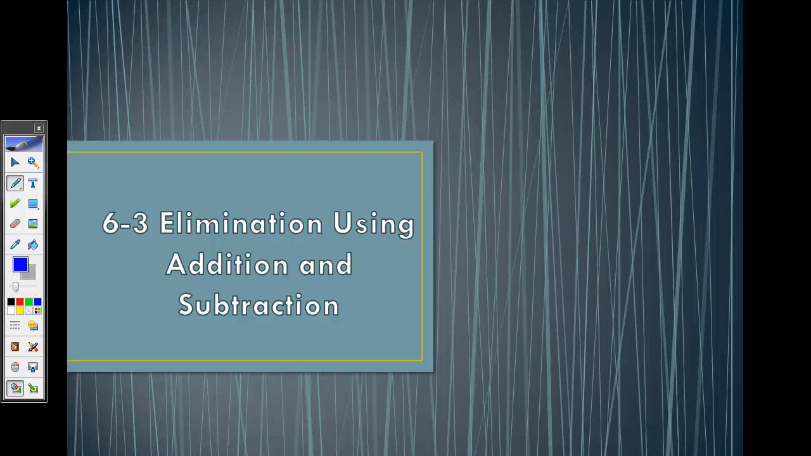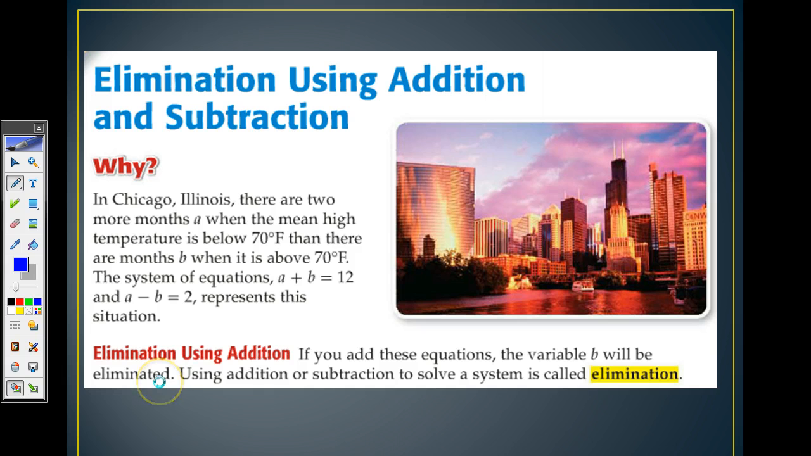This is Chapter 6, Section 3, Elimination using Addition and Subtraction. Okay, so why are we doing this? Eliminating using addition and subtraction. In the last few sections, we solved by graphing. Here we're going to solve for that one solution using addition and subtraction.